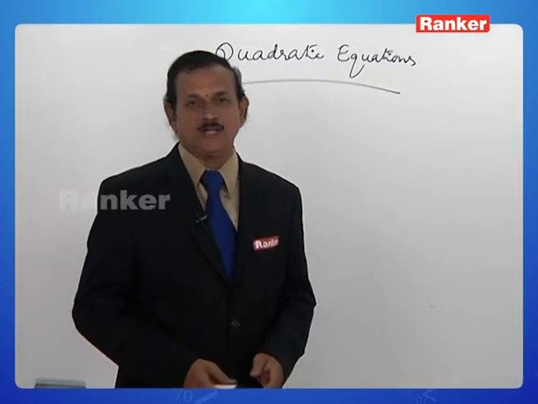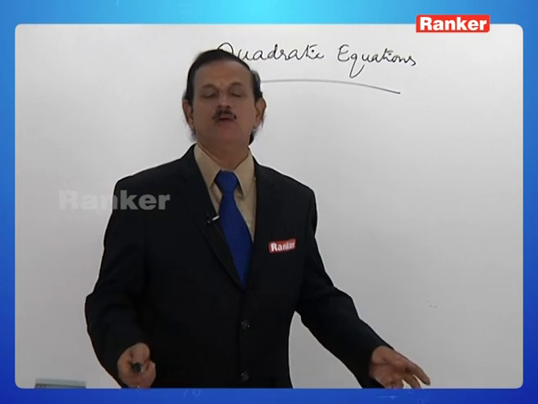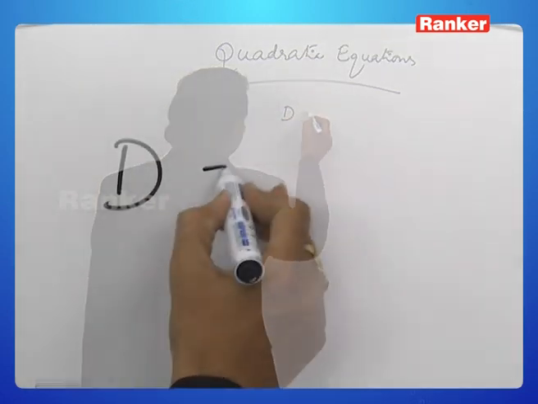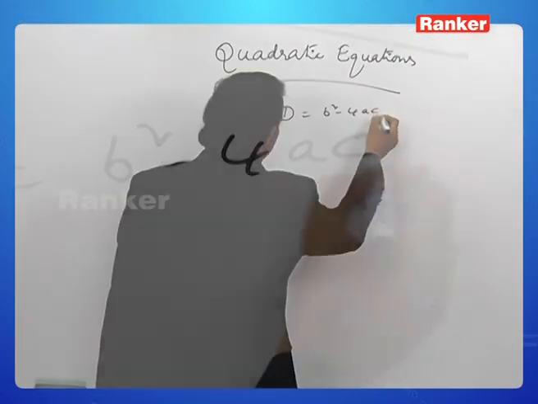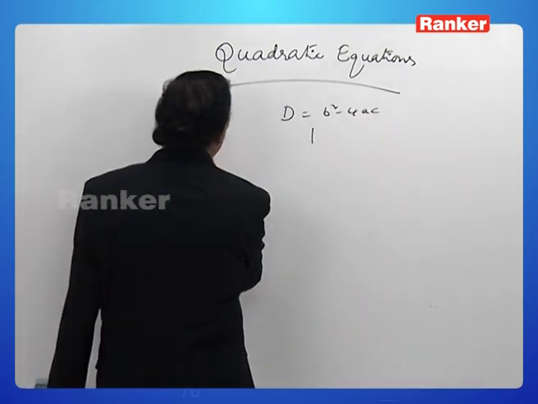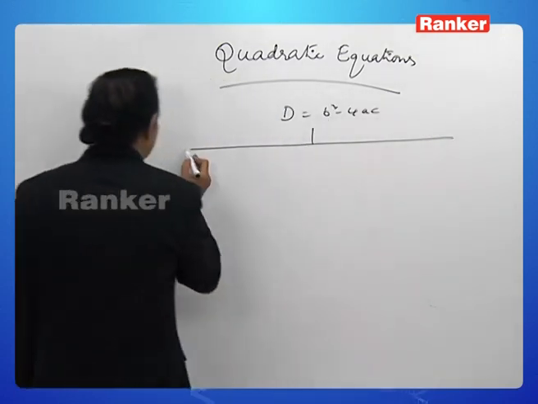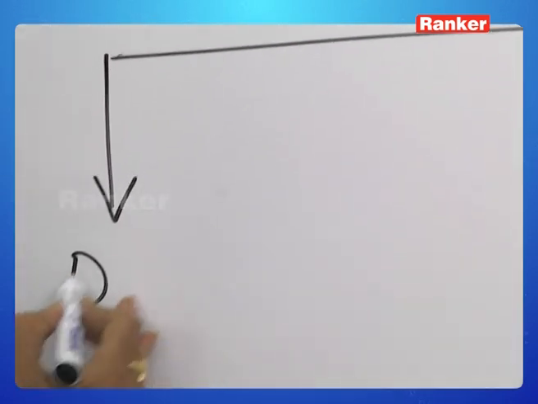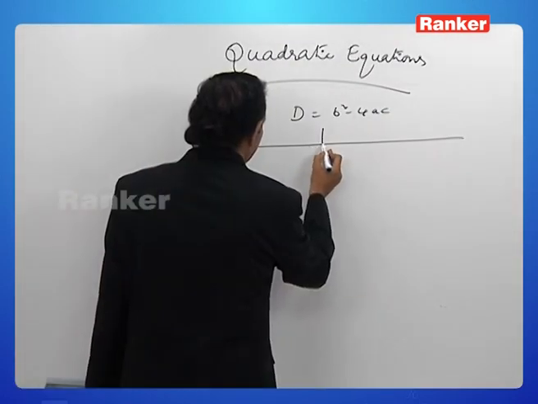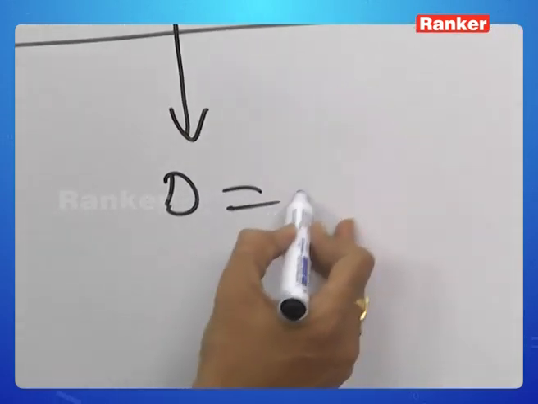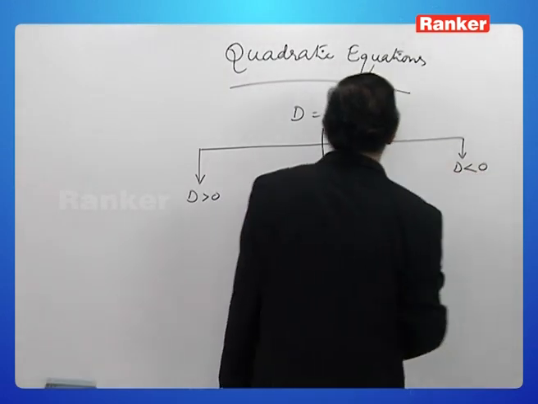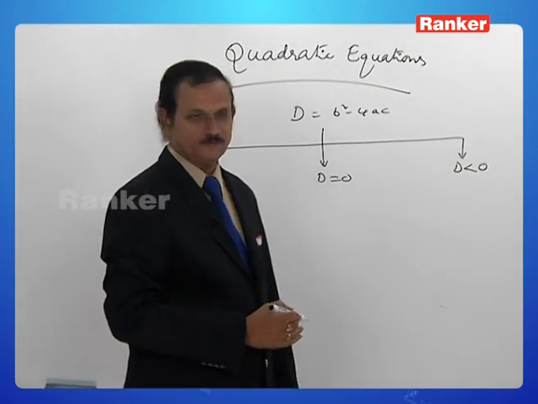Let us now have a summary of the nature of the roots, which depend on the discriminant. Let the discriminant be capital D, b square minus 4ac. For this discriminant D, we have three cases. Case 1, D greater than 0. Case 2, D is equal to 0. Case 3, D less than 0.